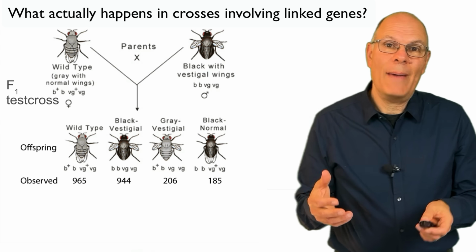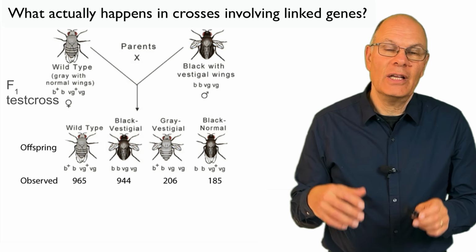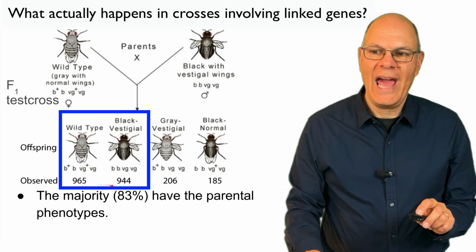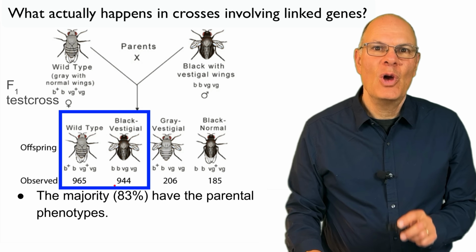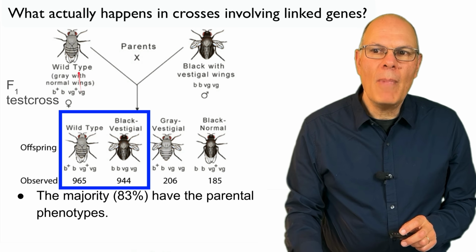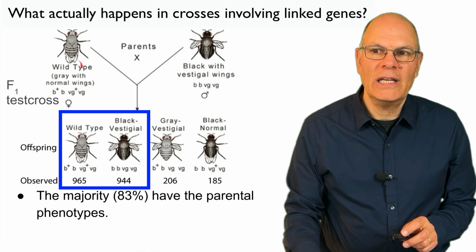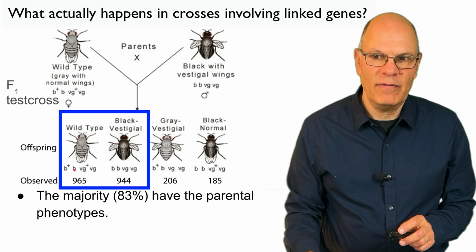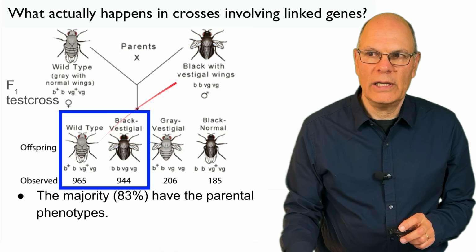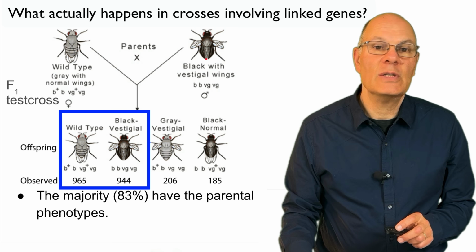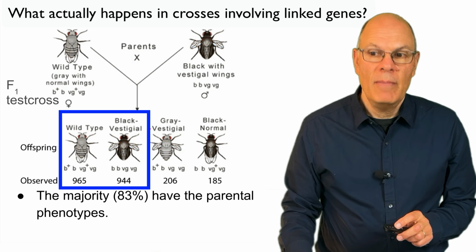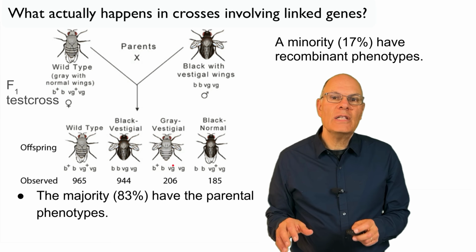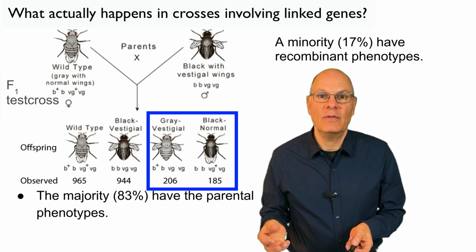What actually happens in a cross involving linkage? What we see is that the majority of the offspring have parental phenotypes. What does that mean? Well, the mom's phenotype was gray body with normal wings, and many of these flies have that phenotype, gray body, normal wings. The father's phenotype is black body with vestigial wings. Many of the offspring have that phenotype, but a significant number of offspring have recombinant phenotypes.